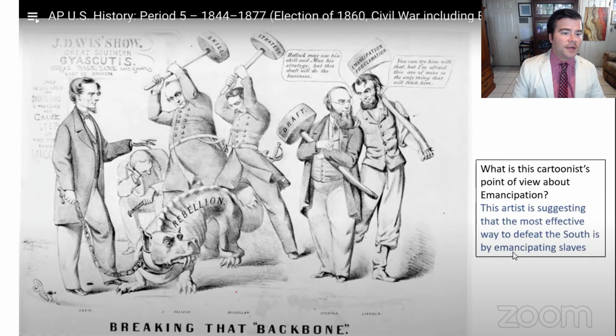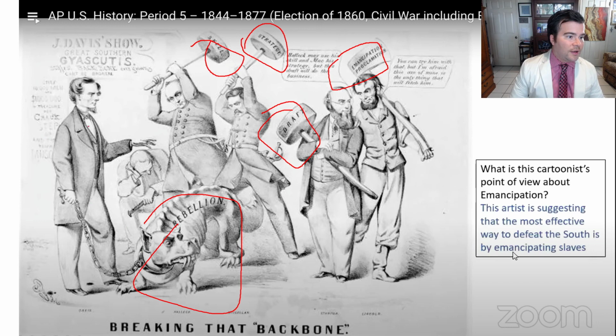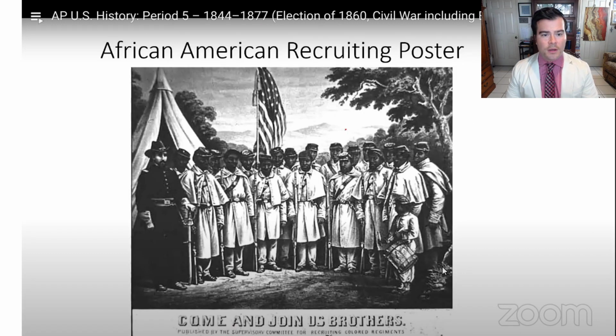emancipating the slaves, right? So skill, strategy, draft, Emancipation Proclamation. Okay, so these are just the key points, right? This is Jefferson Davis, and this is the South, and they're going to break the back of the South, right? Breaking that backbone. We're going to recruit African soldiers. It's going to be crucial, guys.